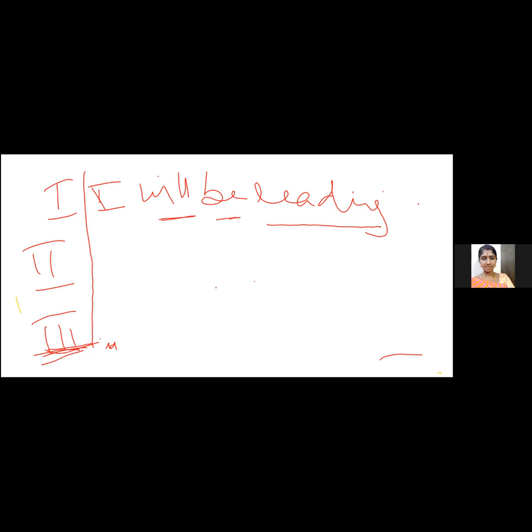And what is the third person singular? He, she, it. He will be reading. She will be reading. It will be reading. And plural form for third person? They will be reading. Okay. And then we have done with future continuous tense. What is the next one?